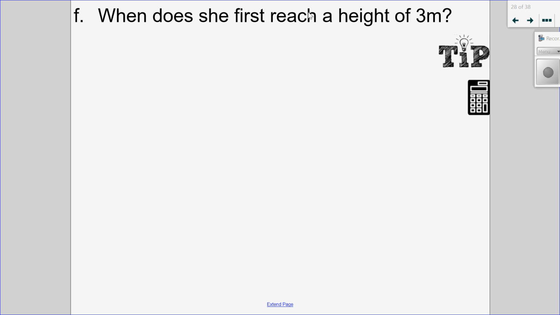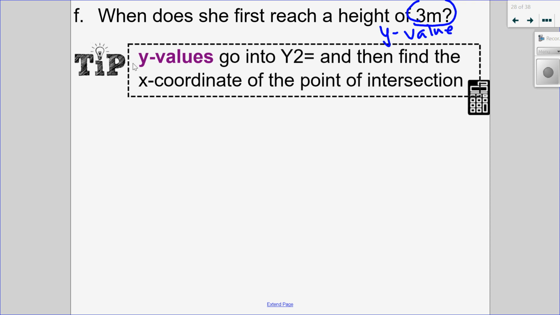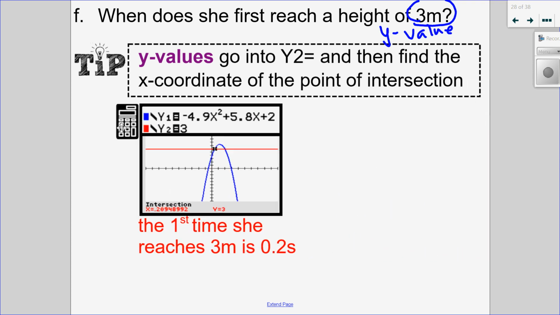Next one, when does she first reach a height of 3 meters? So 3 meters is a y value. This is an example of y given, x needed. When we have y values, those go into y equals. That's the only place they can go. So y values go into y2, and then you find the x-coordinate of the point of intersection. So in y2, I'm going to put 3, which you see I do here, and I want to know the first time. That's what it said, the first time. The first time she reaches that height of 3 meters, the x value, is 0.2 seconds.